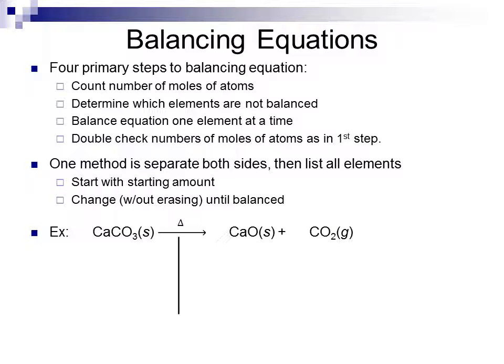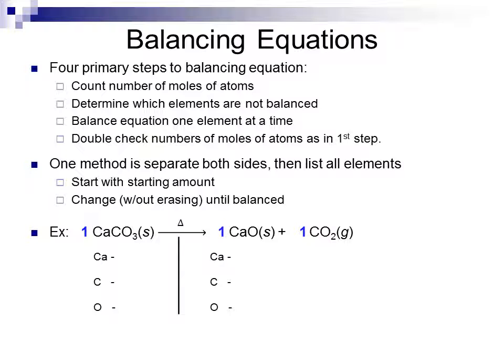So for example, with our reaction we were just looking at, calcium carbonate going to calcium oxide and carbon dioxide. We start off by dividing the reaction in half. Along the arrow we have the calcium carbonate on the left and the calcium oxide and carbon dioxide on the right. We list out our elements, calcium, carbon, and oxygen. Our initial coefficients before we balance anything are 1, because we always have at least 1.